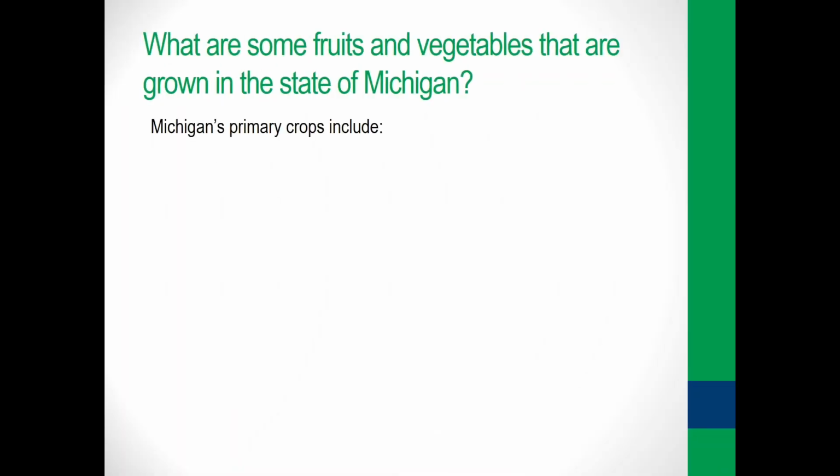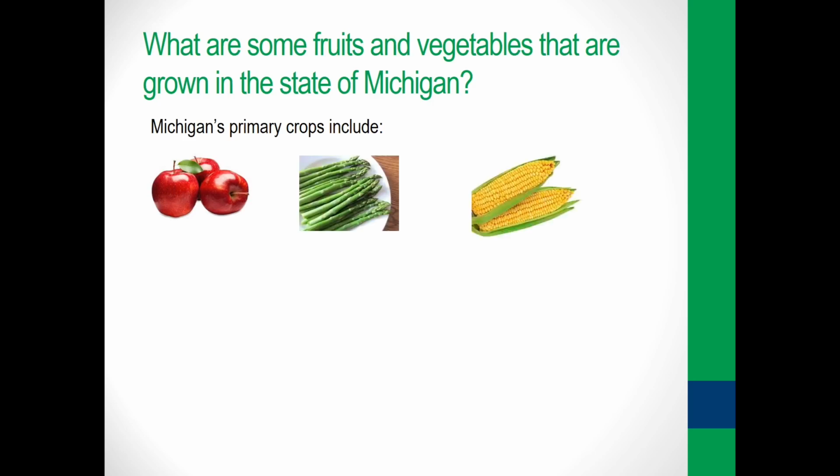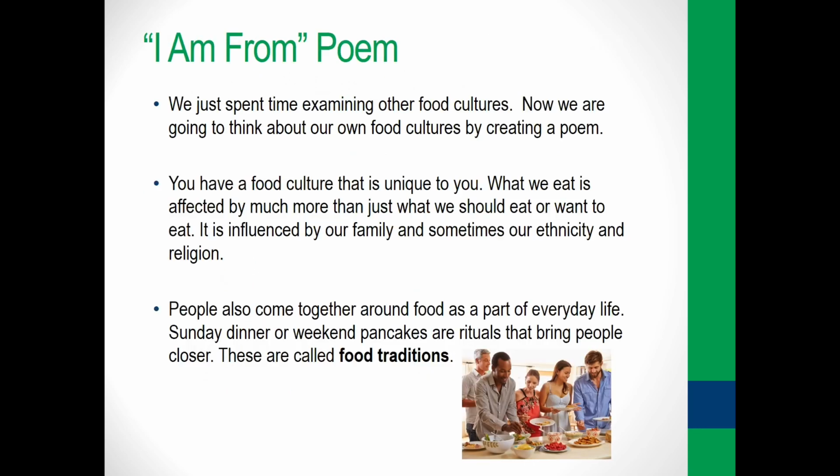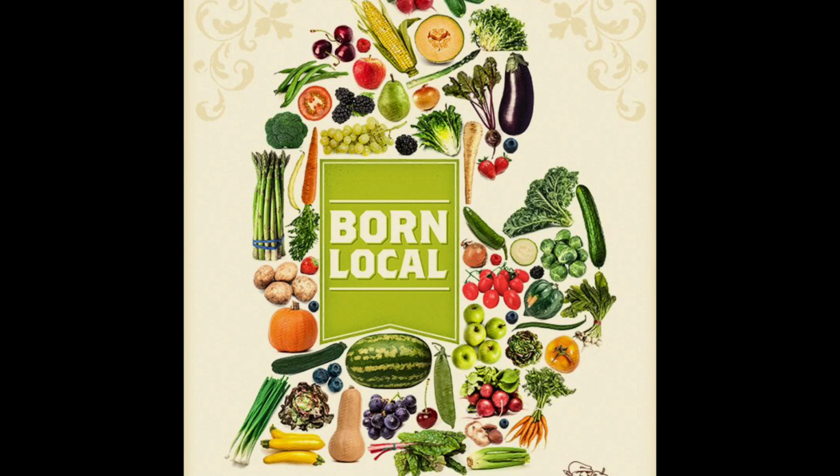So what are some fruits and vegetables that are grown in the state of Michigan? Michigan's primary crops include apples, asparagus, corn, cherries, and beans. But Michigan is also known for many other things. Taking a look at this picture, we can see a lot of the things that are grown in Michigan. Tomatoes, broccoli, eggplant, carrots, blueberries, and strawberries, to name a few.